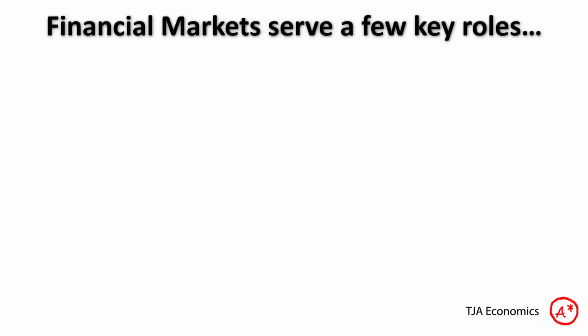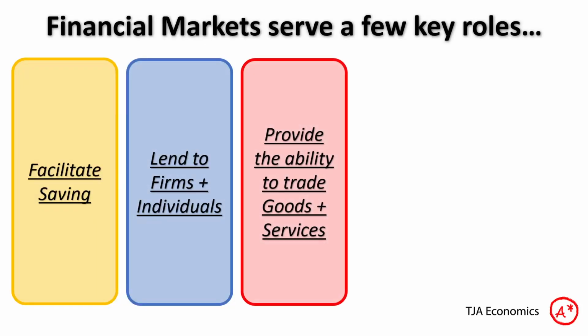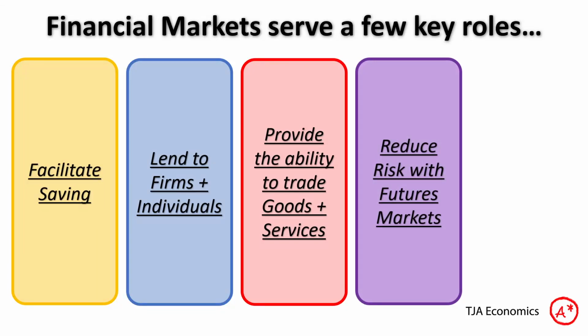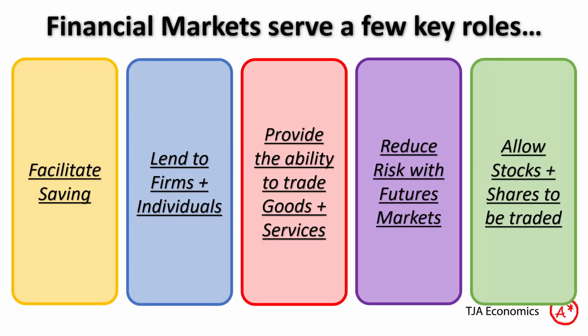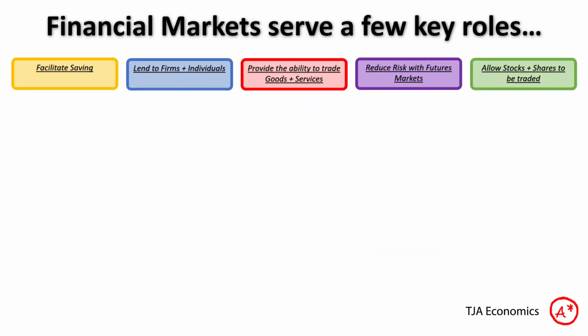So the first key role that they serve is to facilitate saving. They can lend to firms and individuals. They can provide the ability to trade goods and services. They can reduce risk with futures markets, and they can allow stocks and shares to be traded. So let's have a look at each of these individually.